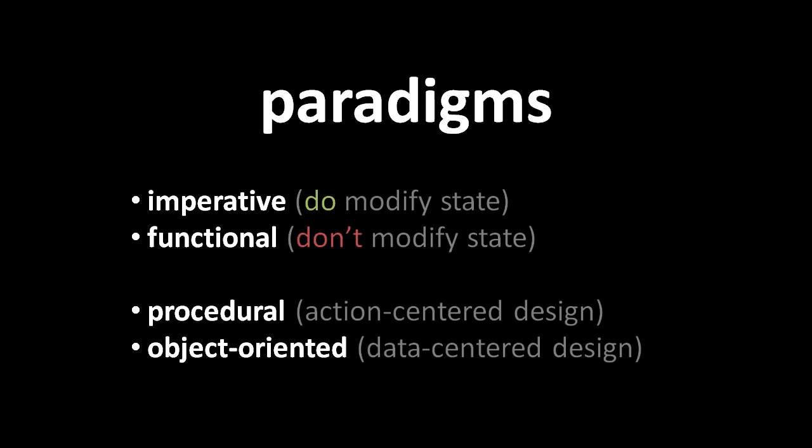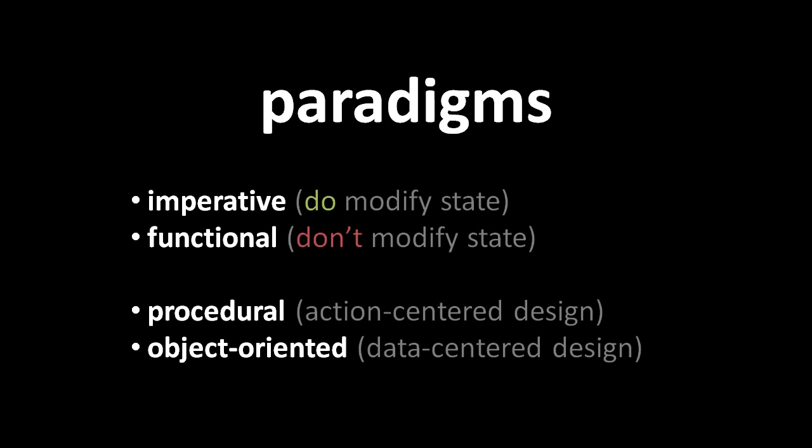The distinction between the imperative and functional paradigms is that in the functional paradigm, you're not supposed to modify state. It's called functional programming not because it has a monopoly on functions, imperative programming has functions too, it's just that functions in the functional paradigm are meant to conform to functions in the pure mathematical sense.